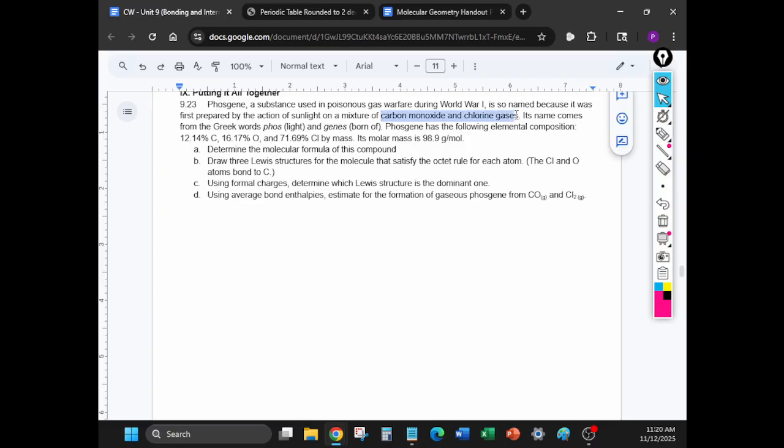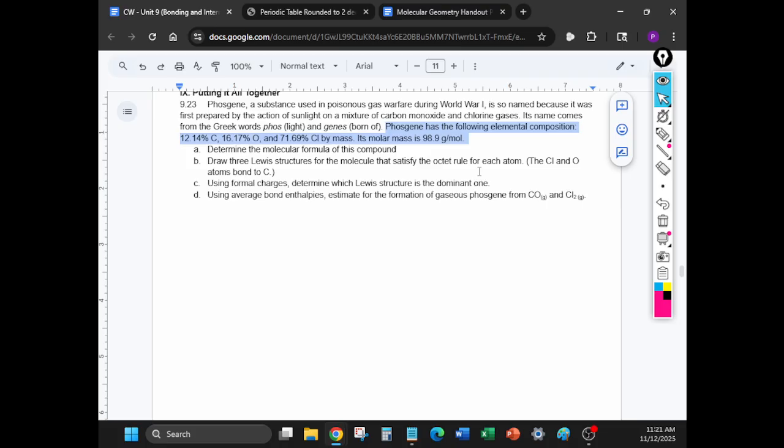So basically, people put carbon dioxide and chlorine gas in a container, put it in the sun, and it made this poisonous gas. Very fun. Its name comes from the Greek words phos, light, and genes, born of, so that's not that important for our problem. But it gives us this elemental composition: 12.14% C, 16.17% O, and 71.69% chlorine. And the molar mass is 98.9.